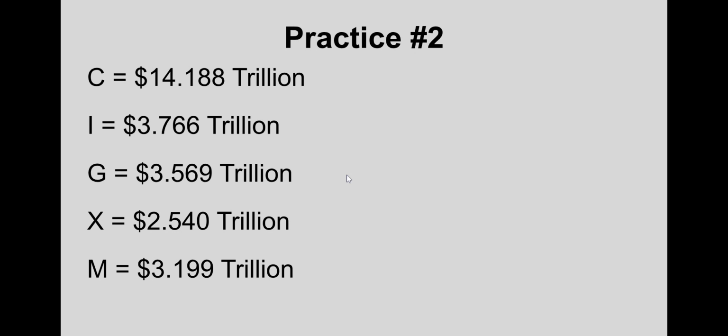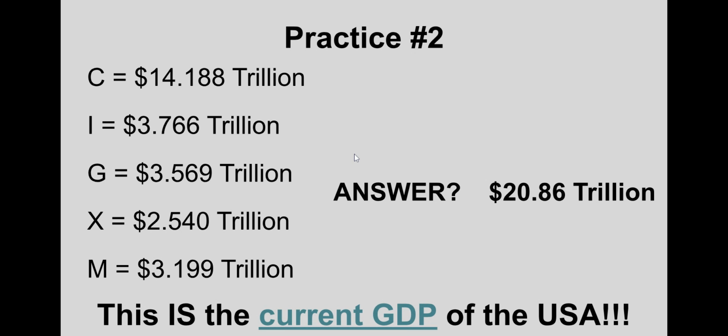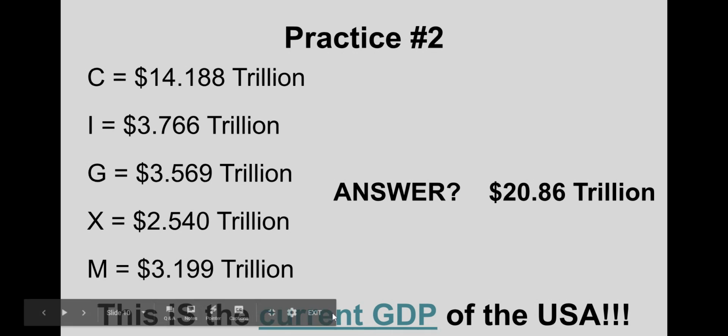All right. If you answered this correctly, you came up with $20.86 trillion. The interesting thing about this is that this is actually the current GDP of the United States as of December of last year. And the interesting thing about this is we can actually click on this.